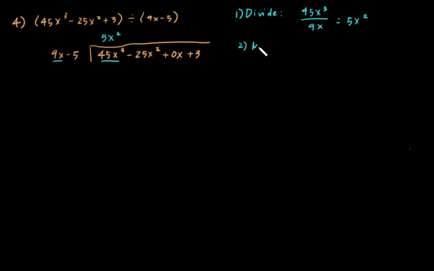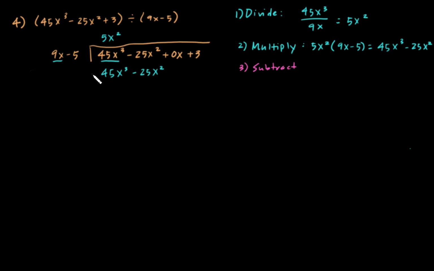Number 2, multiply 5x squared, that part of the quotient that we just got, into the entire divisor. So that ends up becoming a 45x cubed minus 25x squared. The next thing we're going to do is we're going to subtract.